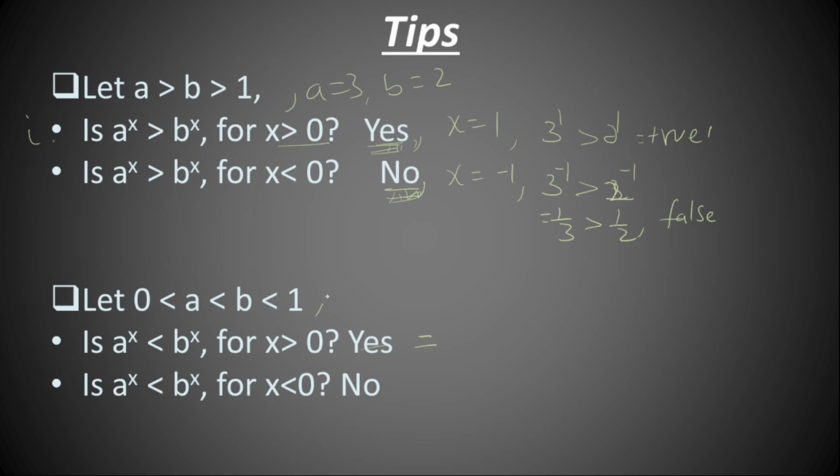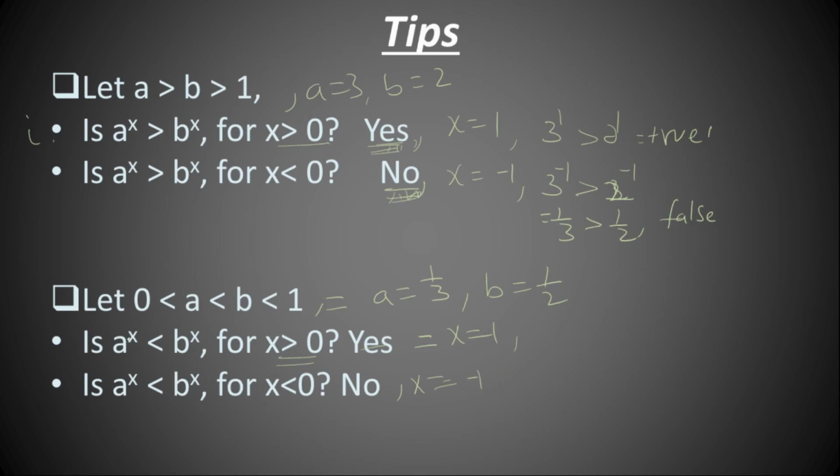For the second case, what will happen if a is less than b, or a and b are between 0 and 1? Let me say a is equivalent to 1 over 3 because it is smaller than b, and b is, let me say, 1 over 2, as an easy practical example. Don't forget in a mathematical statement, if it fails for a single number, it is not generally acceptable. So let us say x is positive, for example x is 1, and for x less than 1, let's say x is negative 1.